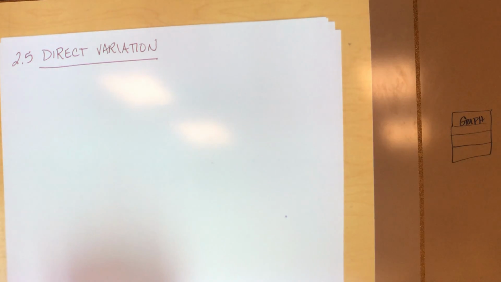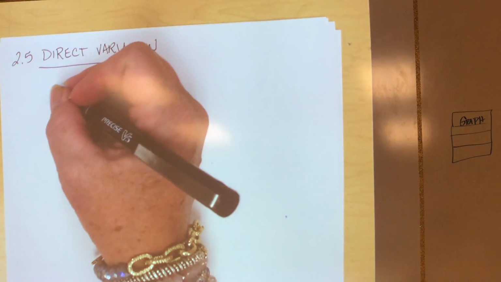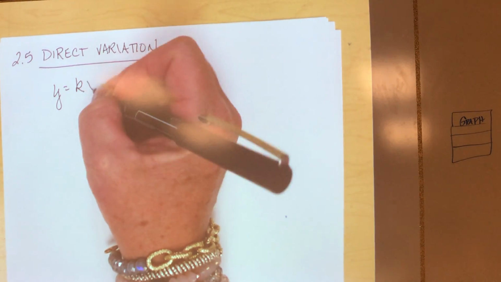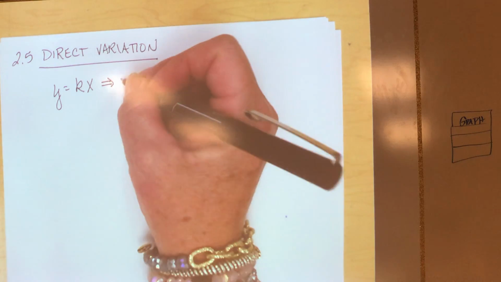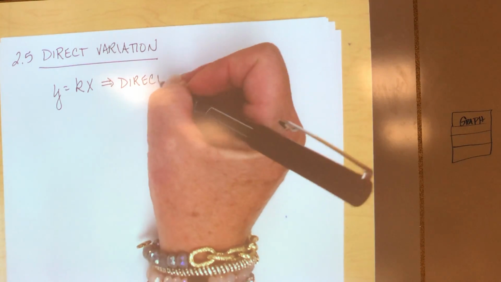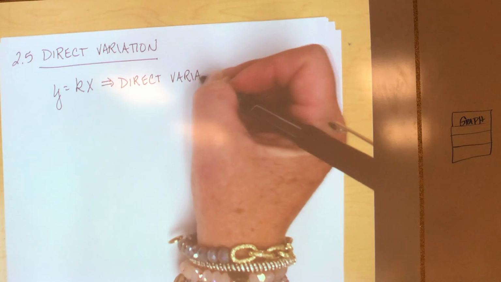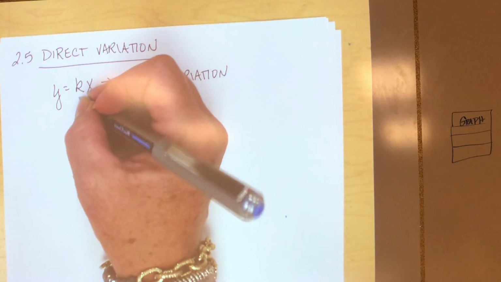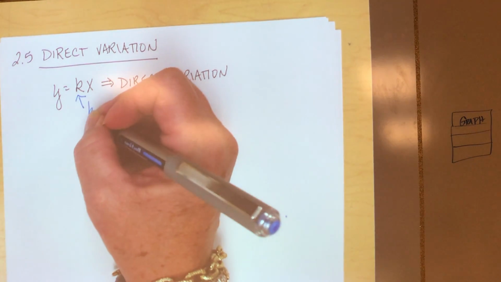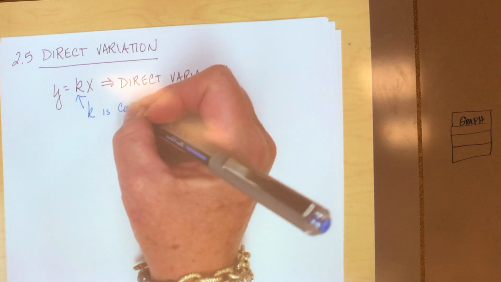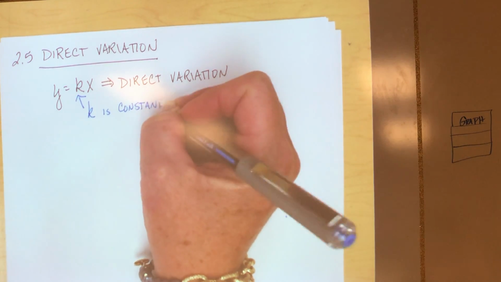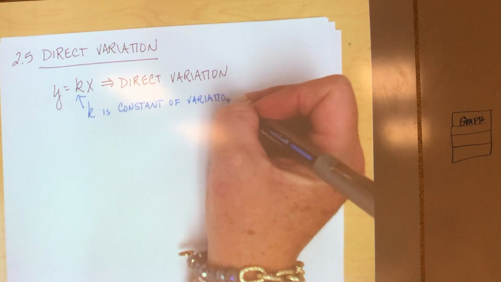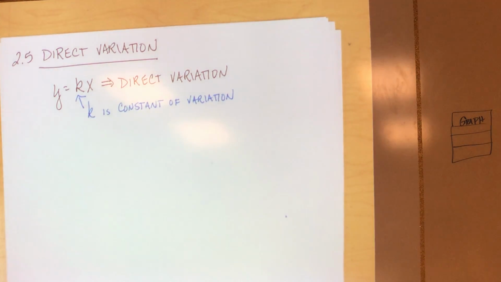Okay? So here's what you need to know. In order for it to be a direct variation, it has to be in this form. Y is equal to K times X. That is a direct variation. Okay? That is a direct variation. This K right here is called the constant of variation. Right? K is the constant of variation.